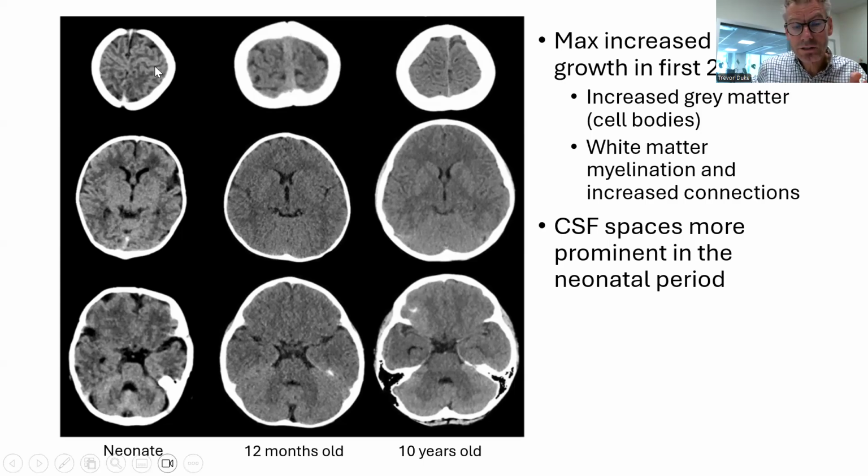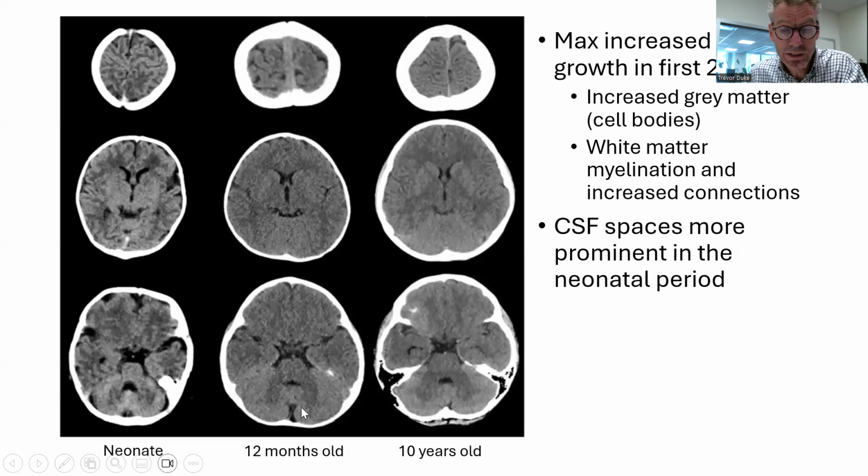And these are three normal CT scans. So you can see in a neonate, you can easily see the convolutions of the brain. You can easily see the sulcal and the gyral pattern. You can easily see the ventricles, and at the base of the brain there's plenty of space. The cerebral cortex looks a bit thinner, and that's just because this is a normal neonate. It hasn't started that maximum brain growth.